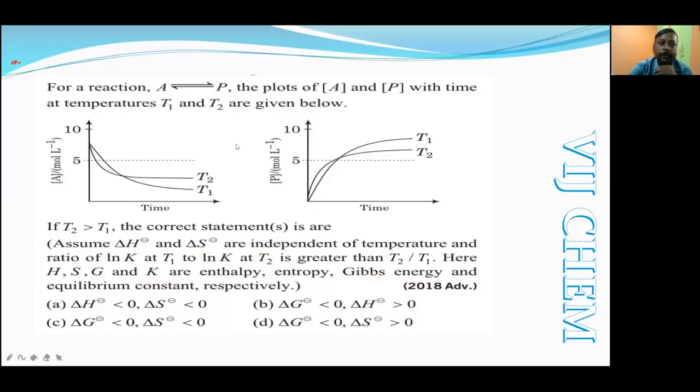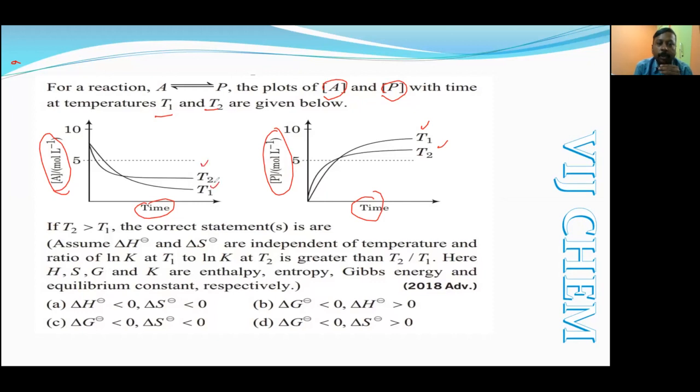And here comes the first question on your board, which is a rare combination of thermodynamics as well as equilibrium. According to this question, reactant A is in equilibrium with the product P, and the concentrations of A and B are plotted with respect to temperatures T1 and T2. Here this graph is drawn with respect to the concentration of A, and this graph with respect to the concentration of B. Time is on the x-axis.